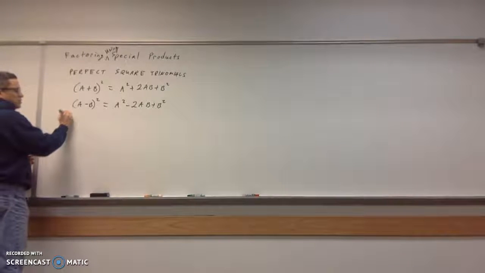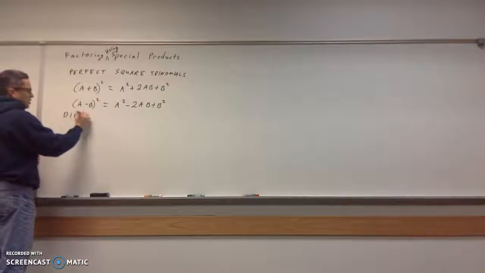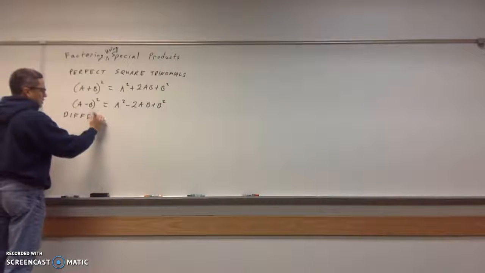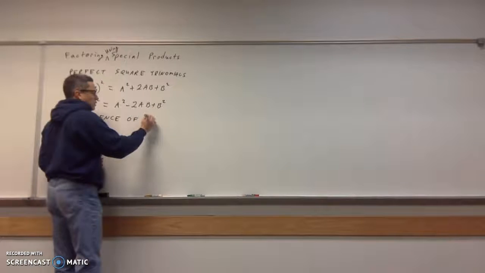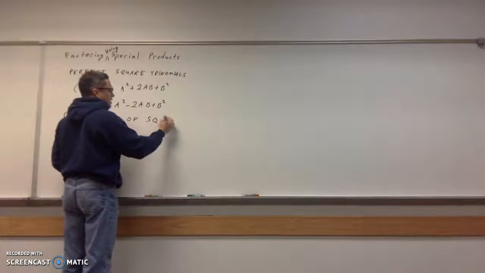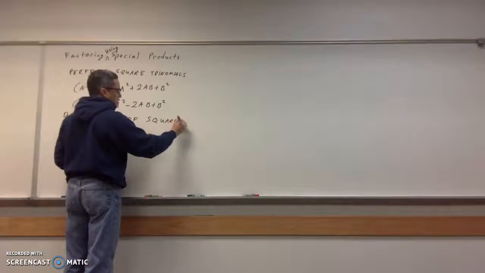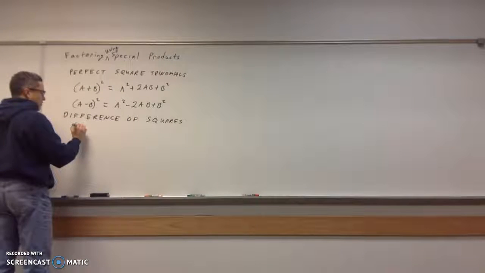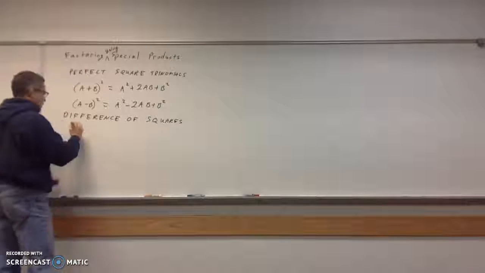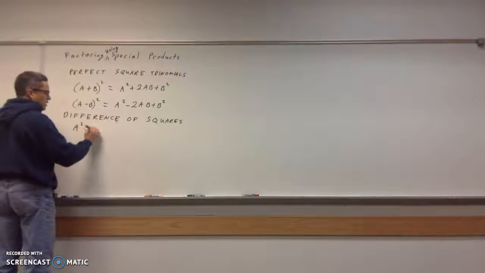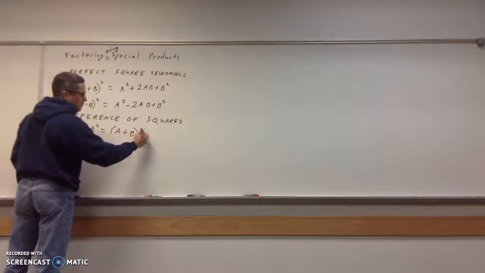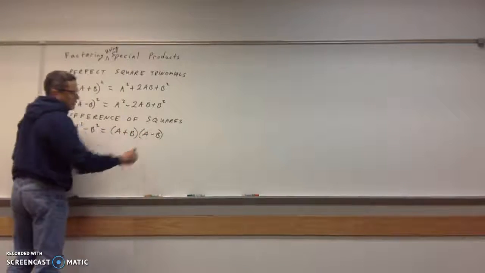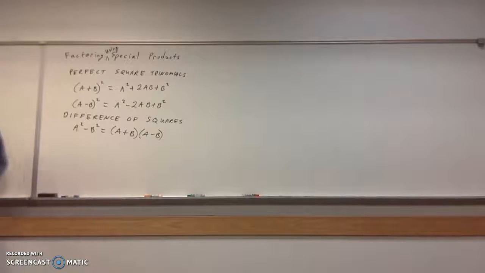Then there's the difference of squares, which you should already know. That looks like this. If you have a squared minus b squared, it becomes a plus b and a minus b. All right, those are the ones you probably have seen before.